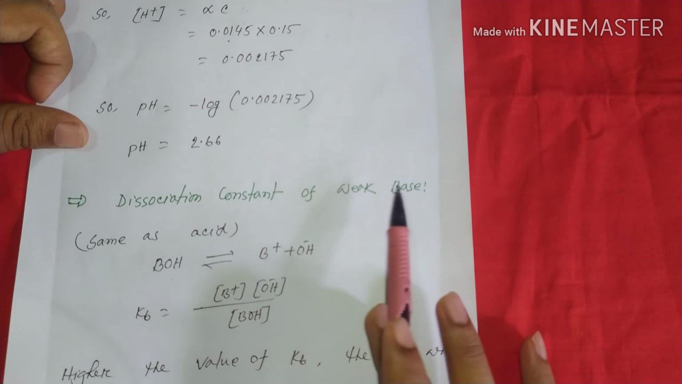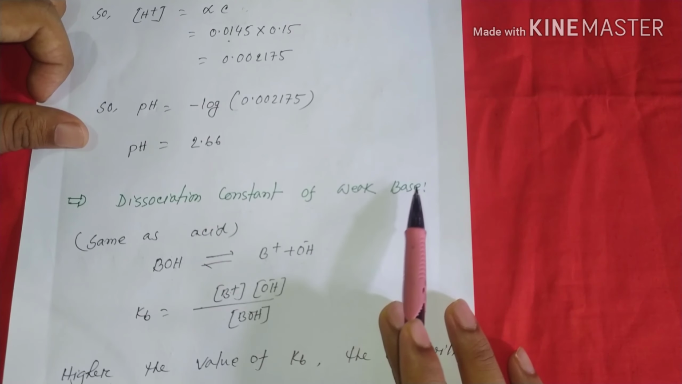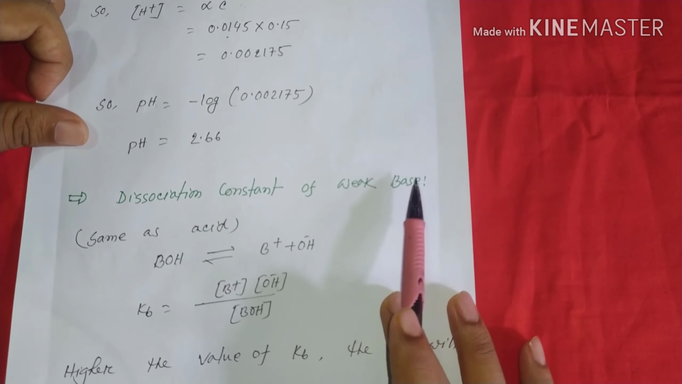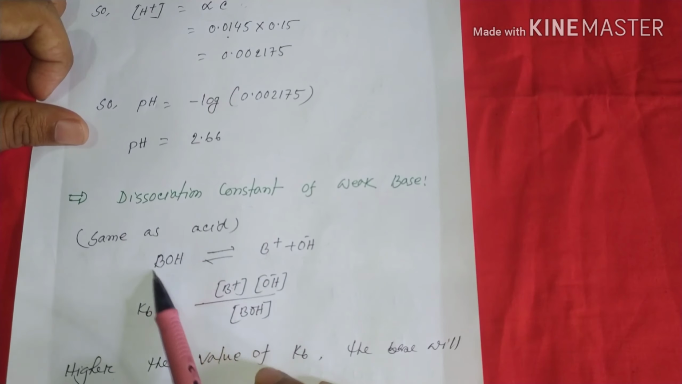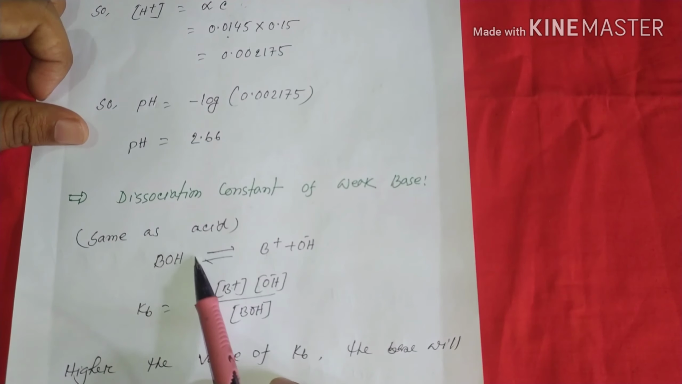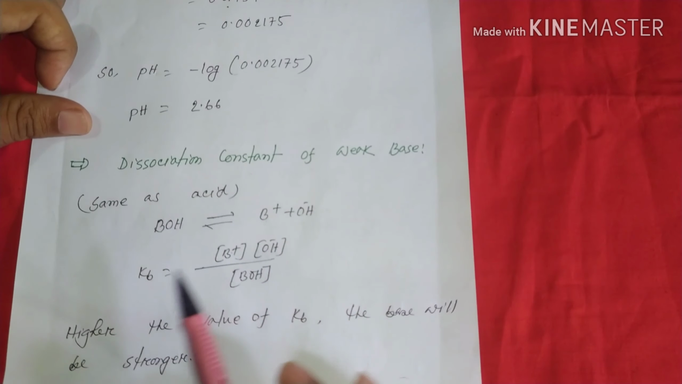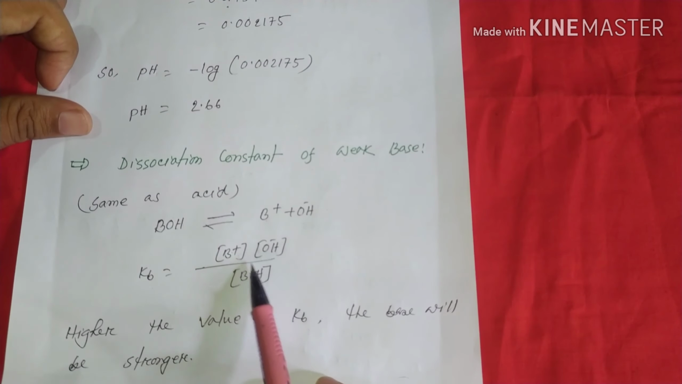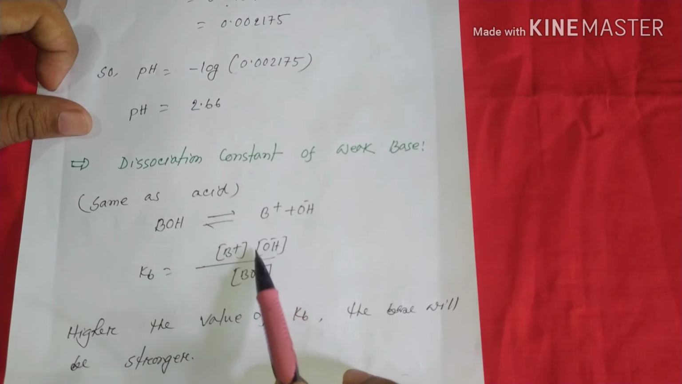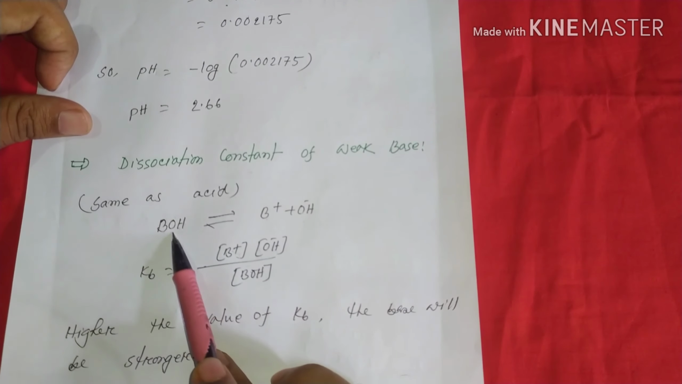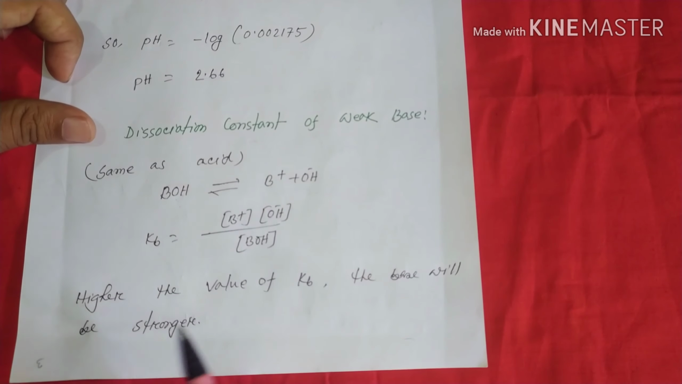Dissociation constant of weak base. This equation is the same as acid. I just used a weak base instead of weak acid. It will dissociate and form B plus and a hydroxyl ion, and the Kb is equal to concentration of B plus into concentration of hydroxyl ion divided by concentration of weak base. So you can say the higher the value of Kb, the stronger the base will be.